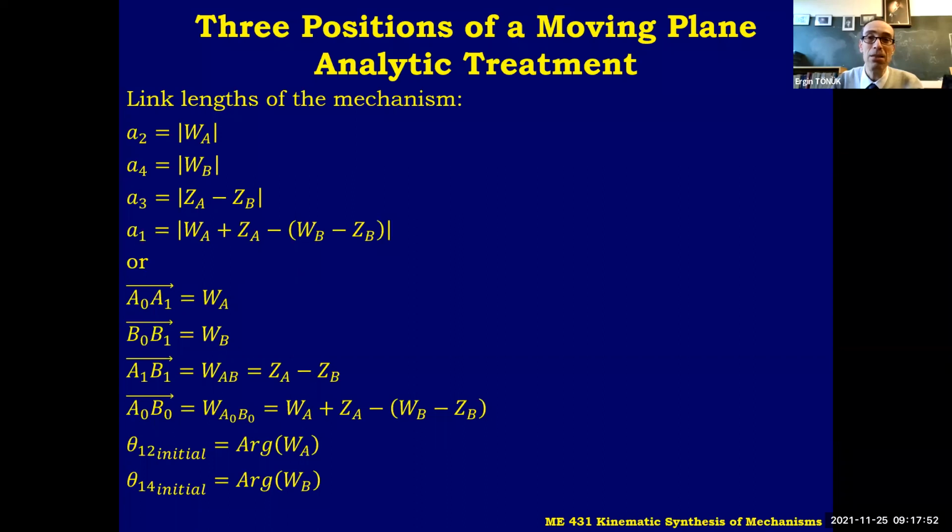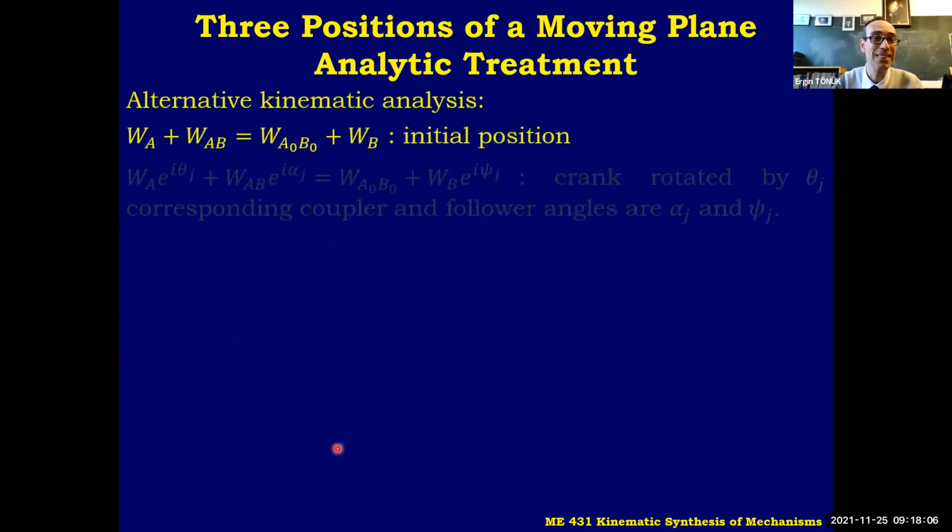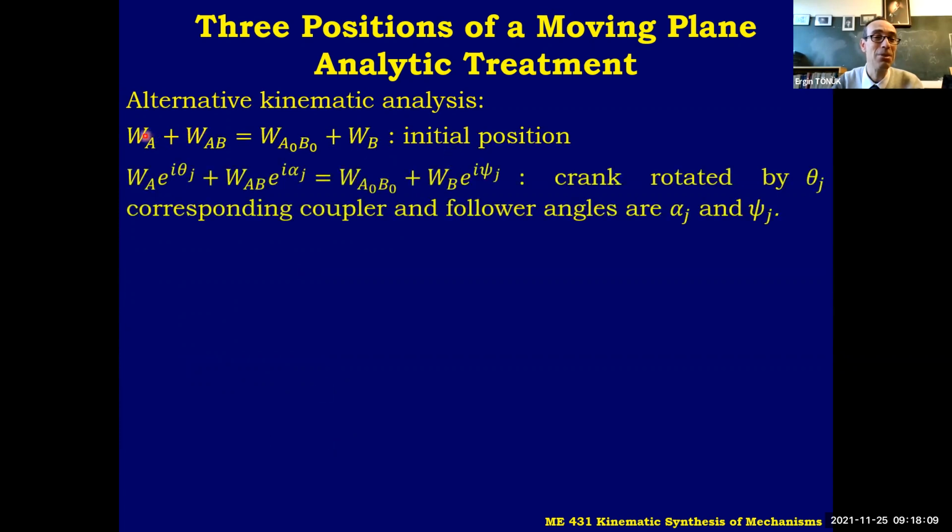Continue. So actually, this extended information leads to an alternative kinematic analysis, which is like this, okay? The mechanism is in this initial position. These are complex numbers showing the positions of the links, and actually this is a fixed vector. These are the two cranks, and this is the coupler, or this is link 2, this is link 3, this is link 1, this is link 4.